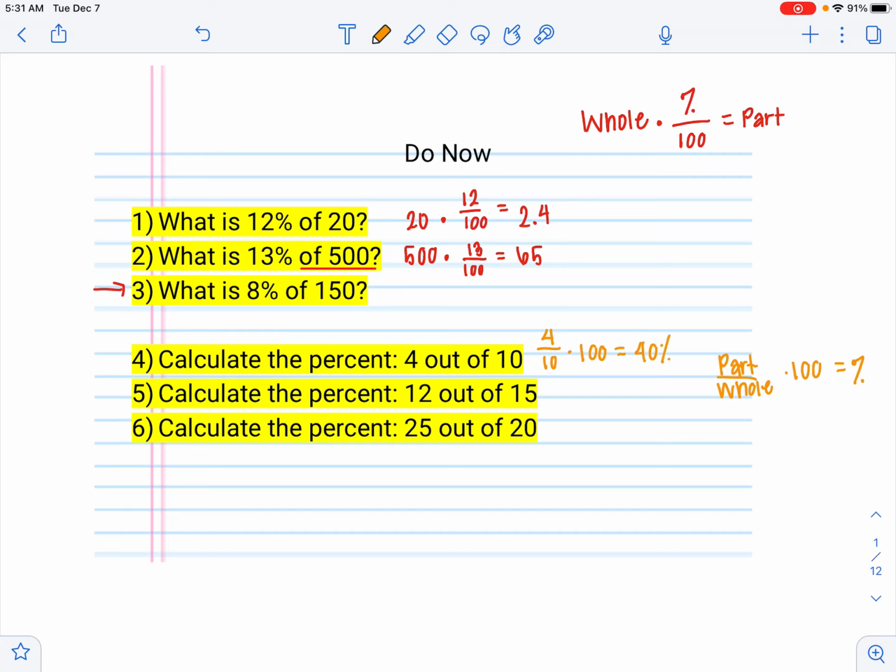You would follow the same procedure for question 5. 12 out of 15, or 12 divided by 15, times 100. 12 divided by 15 is equal to 0.8 times 100, 80%. If you haven't already, please pause this video and complete question 6.